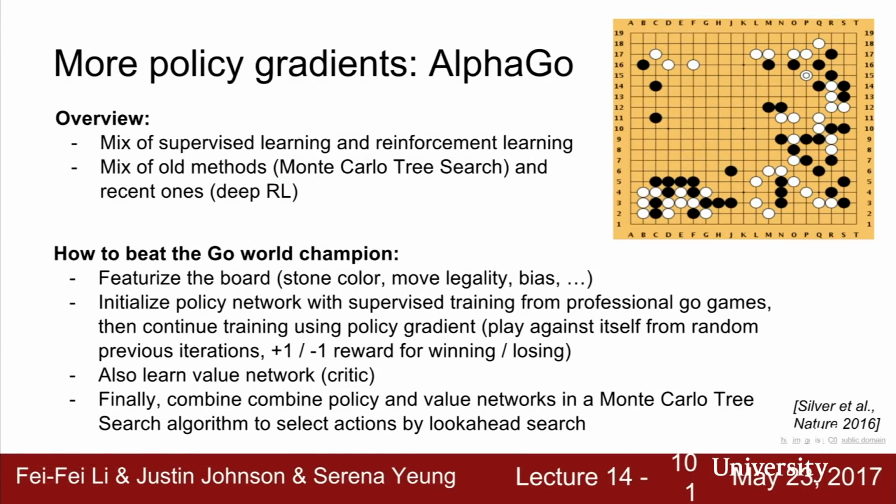So self-play, and the reward it's going to get is 1 if it wins and a -1 if it loses. We're also going to learn a value network, something like a critic. And then the final AlphaGo is going to be combining all of these together, so policy and value networks, as well as a Monte Carlo tree search algorithm in order to select actions by look-ahead search.